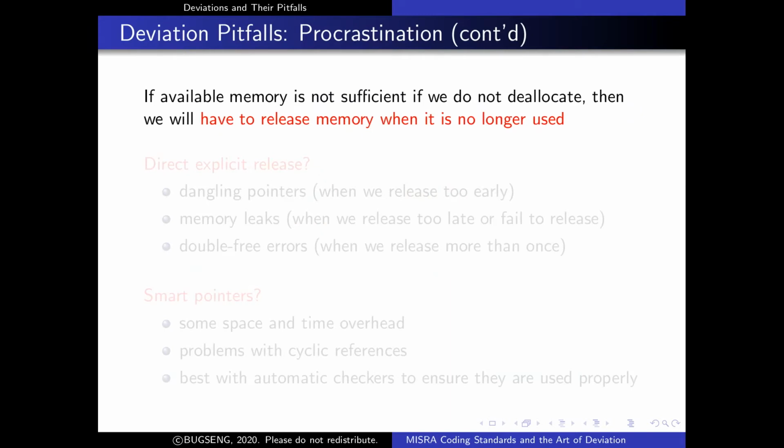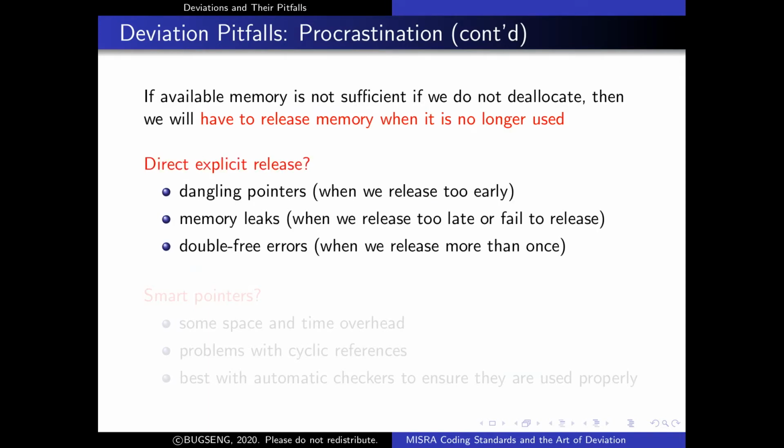However, if available memory is not sufficient without deallocation, then you will have to deallocate. So you will have to release memory when it is no longer used. So how do you do it? Do you do it with direct explicit release? So you call free? Well, then you risk dangling pointers when you release too early, memory leaks when you release too late or fail to release. You can have double free errors when you release more than once.